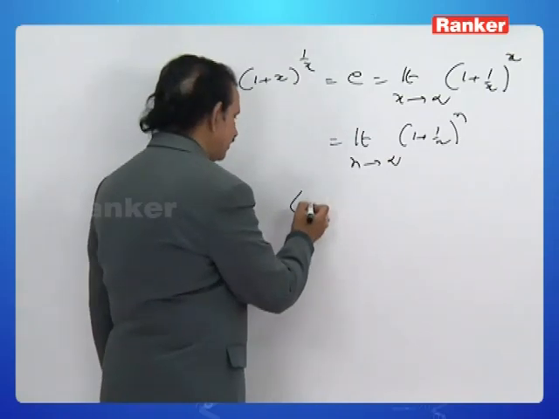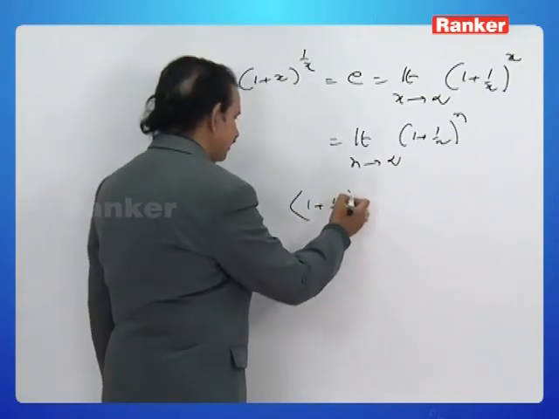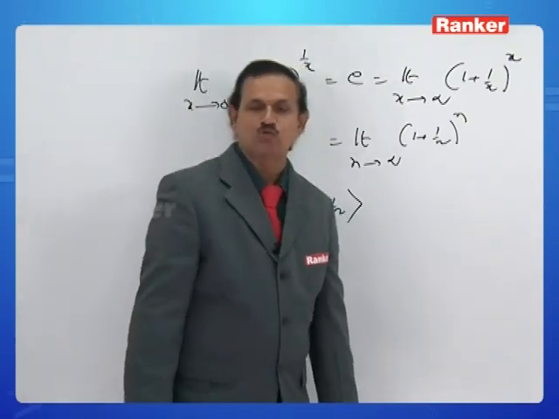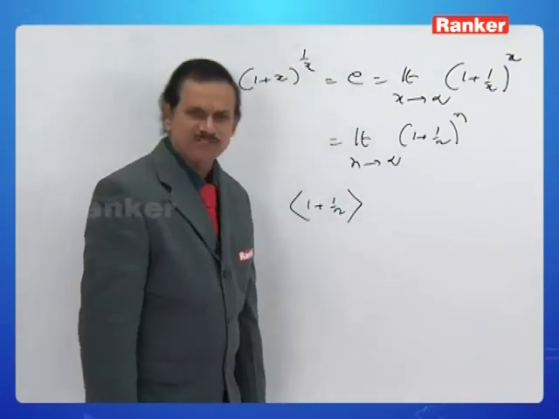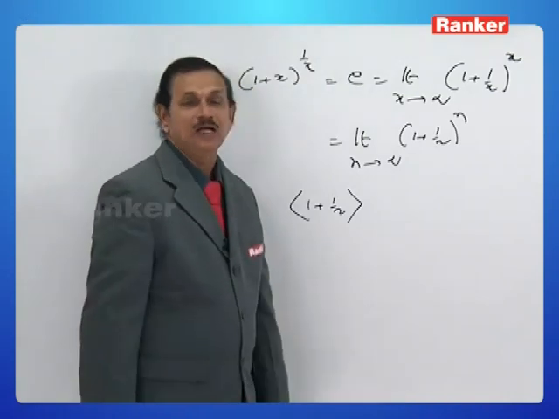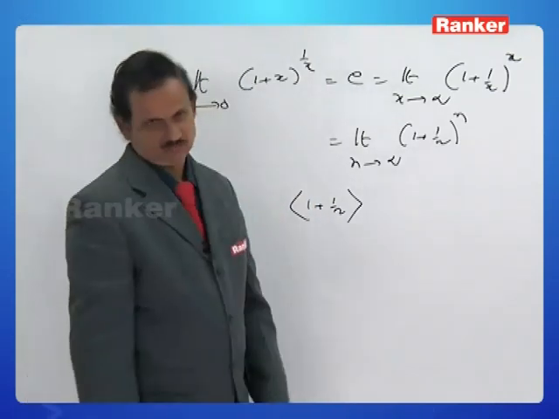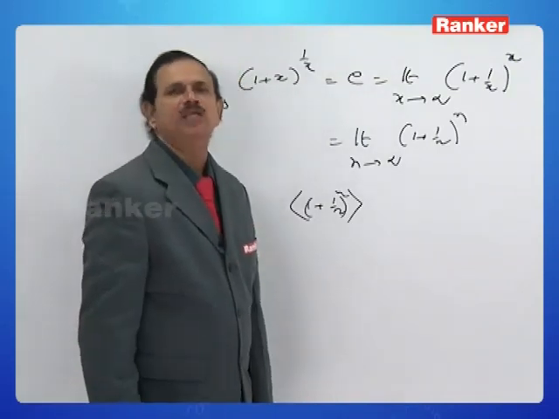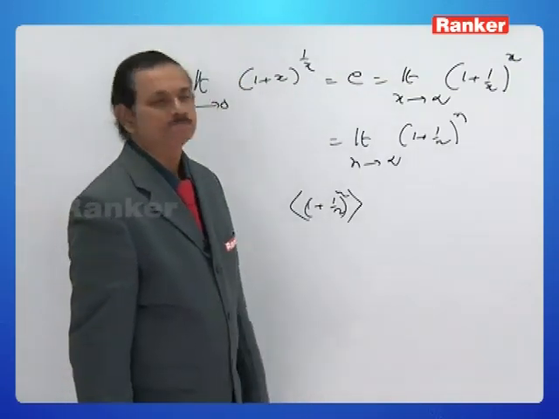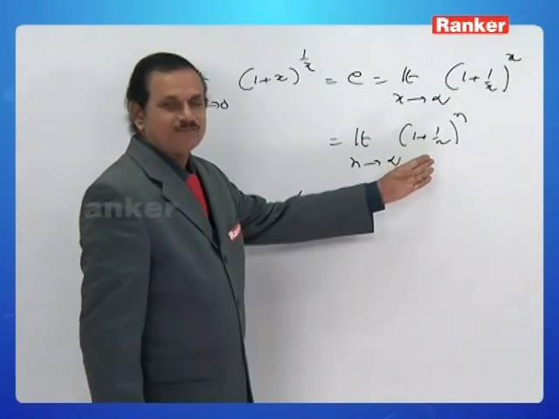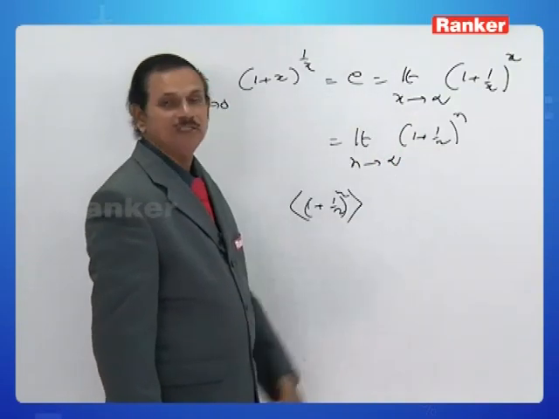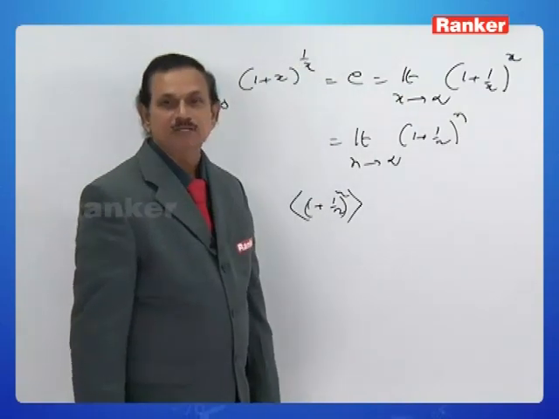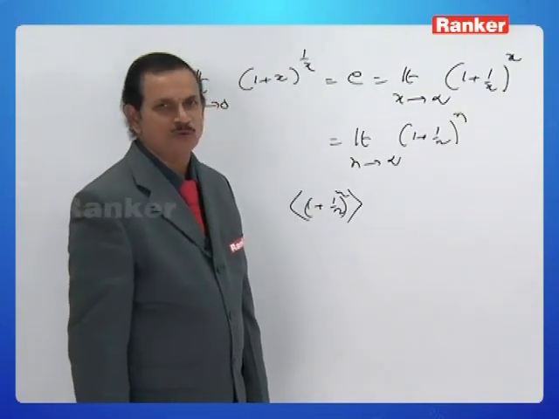Actually, the sequence 1 plus 1 by n converges to one finite limit lying between 2 and 3. It is of course 2.718 and so on. It is named as e. 1 plus 1 by n whole power n converges, means tends to e. This is the conceptual definition of e actually. Basing on this, these things are created. That is also a beautiful concept regarding e.